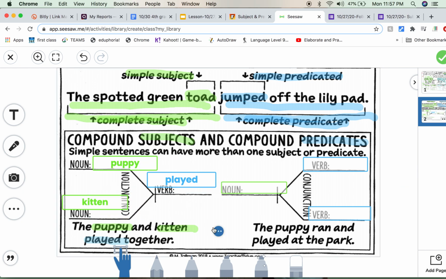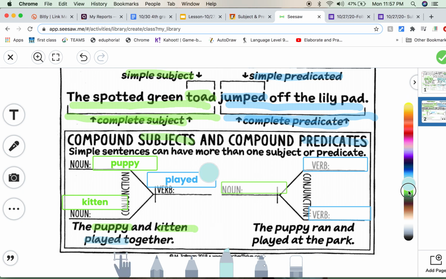So then we're going to look at the second sentence. The puppy ran and played at the park. This example sentence had two nouns, puppy and kitten. This one has one noun, so we would get our highlighter, move it to green, highlight puppy, then move it to blue, and we have ran, played, which would be our two verbs.